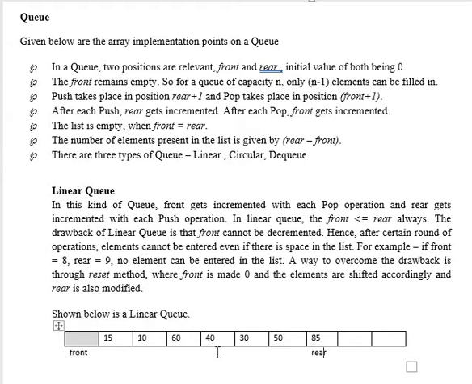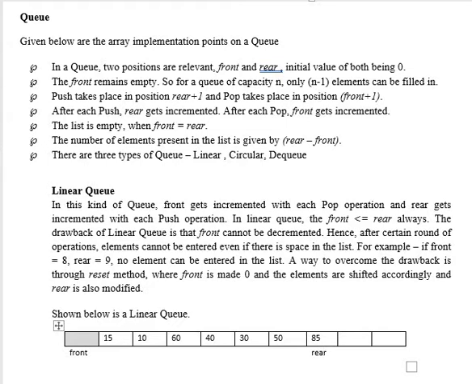And the number of elements that is present in the list is given by a mathematical calculation, very difficult calculation, which is rear minus front. Work it out. 0, 1, 2, 3, 4, 5, 6, 7. 7 minus 0 is 7. Do you see 7 elements in the array? It should be yes, right?